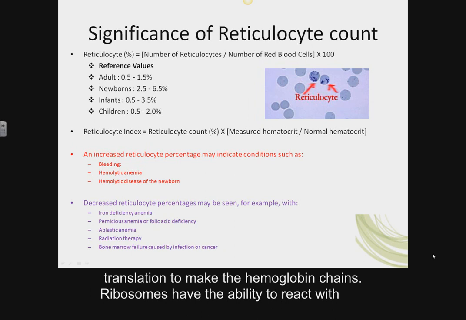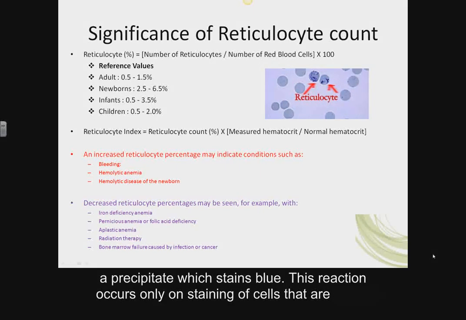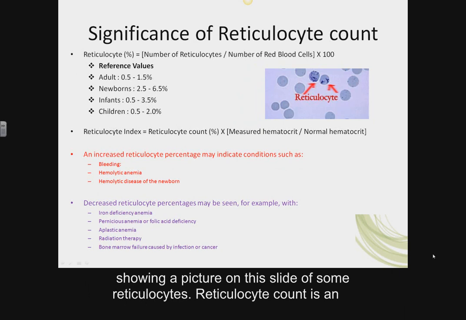Ribosomes have the ability to react with certain dyes, such as brilliant cresyl blue, or a stain known as new methylene blue, and it forms a precipitate which stains blue. This reaction occurs only on staining of cells that are still alive and not fixed. Therefore, this is called supravital staining. I'm showing a picture on the slide of some reticulocytes.